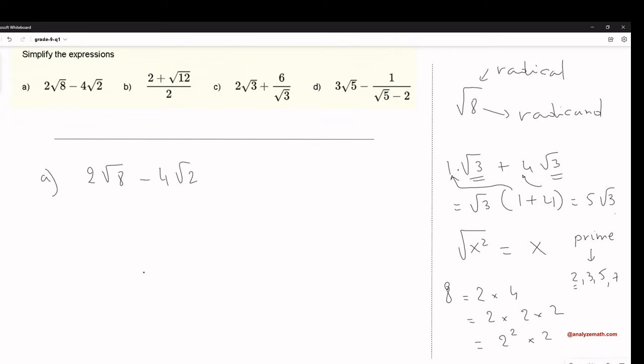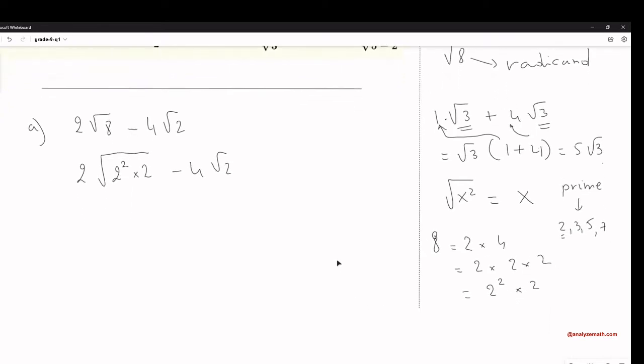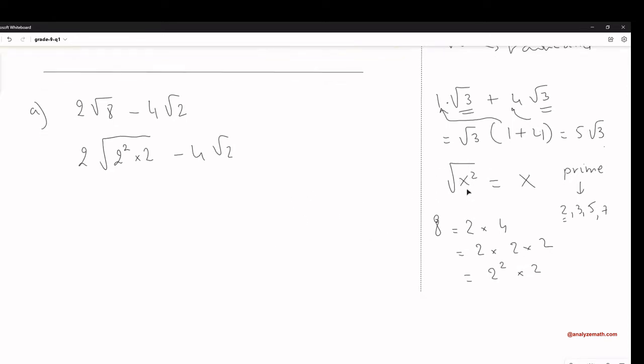So what I'm going to do is substitute this 8 by this expression. So let's go to A. The square root of 8 is 2 power 2 multiplied by 2, minus 4 square root of 2. Now hang on, before we use this, we need to use the fact that the square root of A multiplied by B, I can split it. So let's split this.